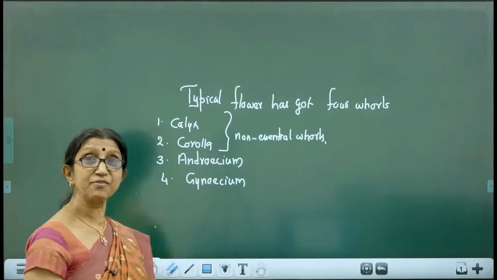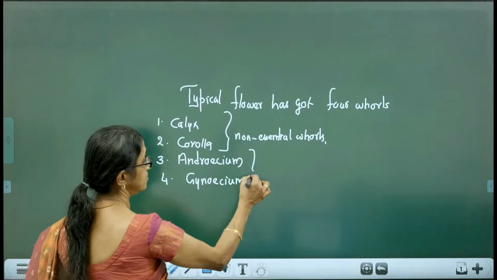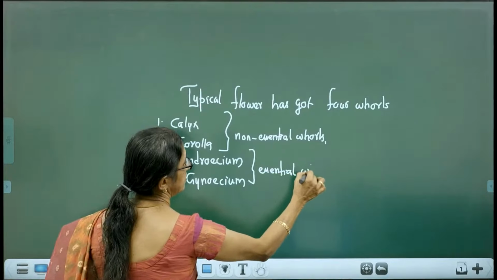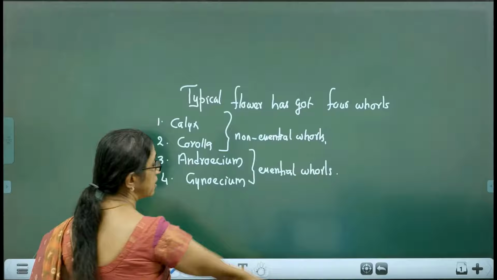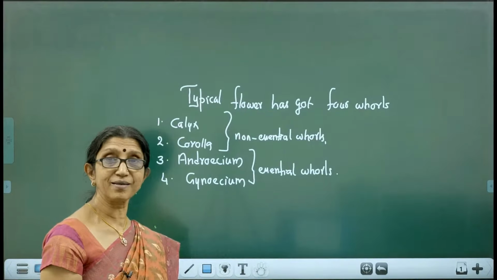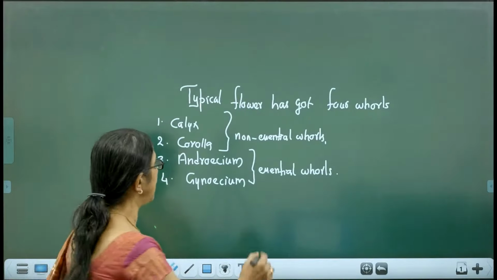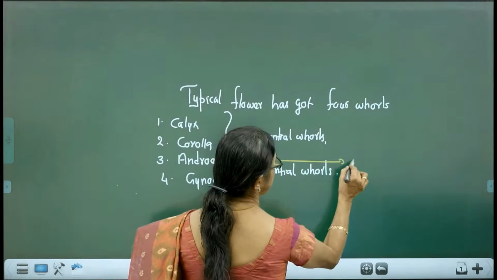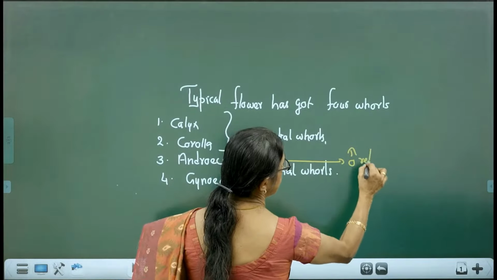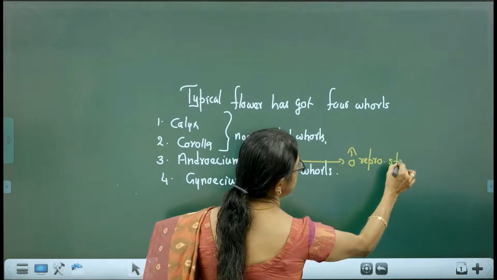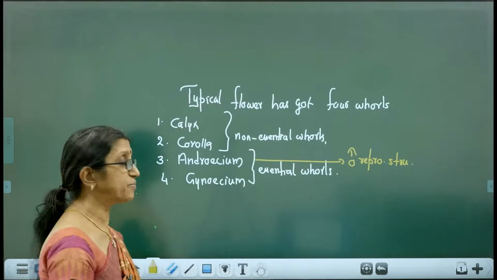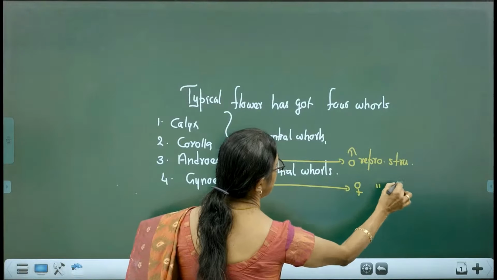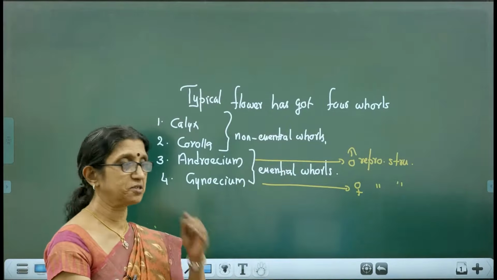Whereas third and fourth are called essential whorls, because these two are involved in the process of reproduction. Androecium is the male reproductive structure, and gynoecium is the female reproductive structure.